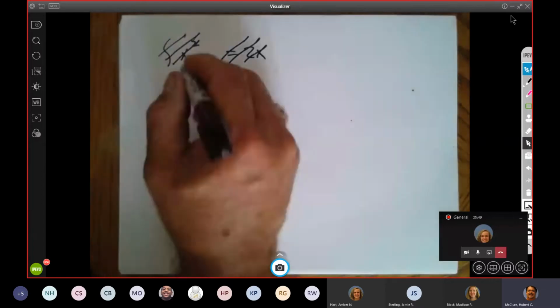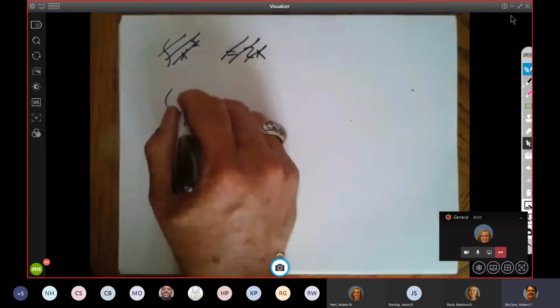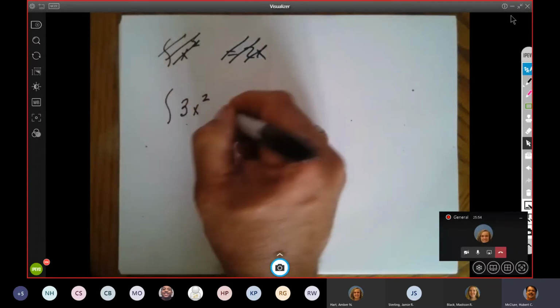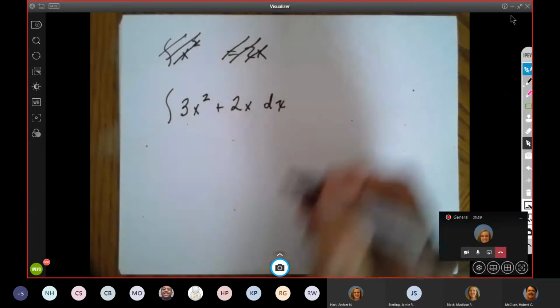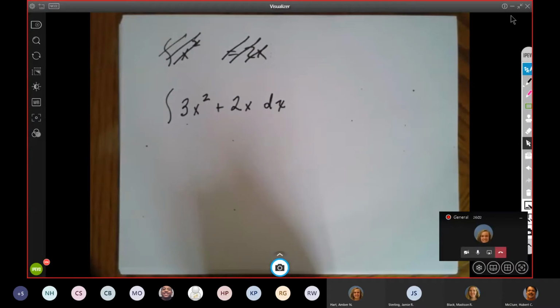So the antiderivative of 3x squared plus 2x dx. Anybody got a question?